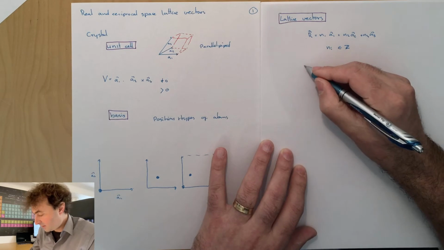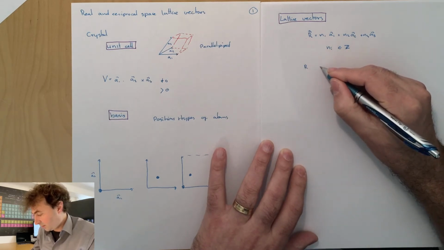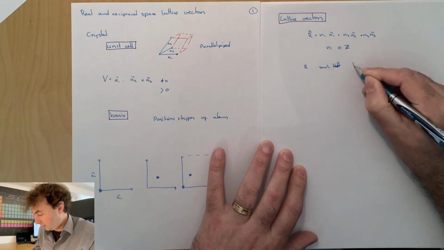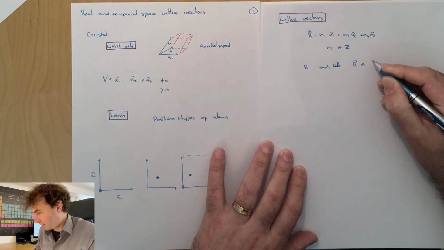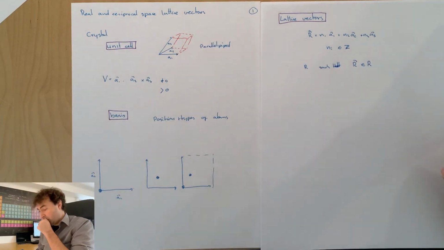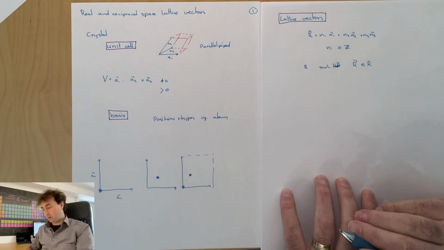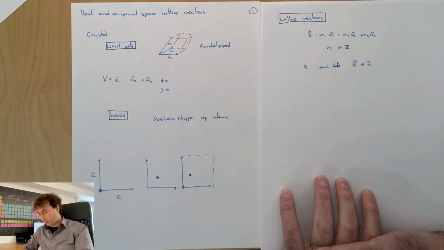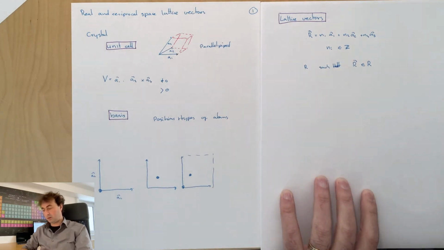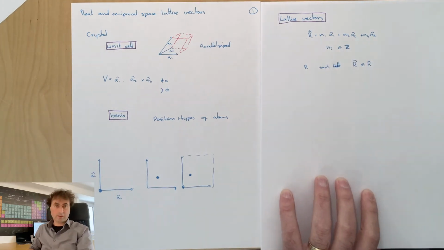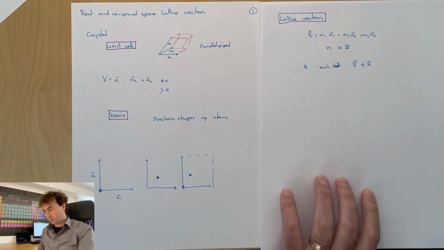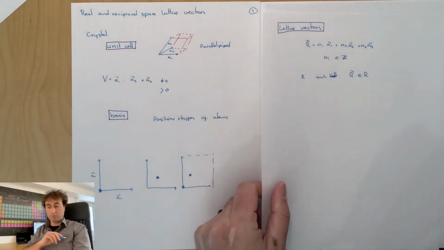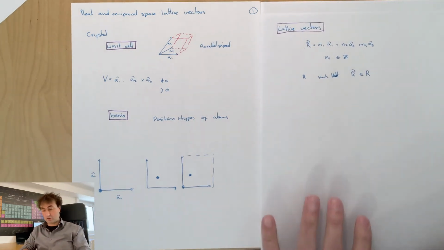So this defines a set R such that the lattice vector R is an element of that set, and the set only contains vectors that can be written in this form. So all elements of R are a vector that is a multiple of the lattice constants. So with that we have defined enough about crystals to work with within this lecture.